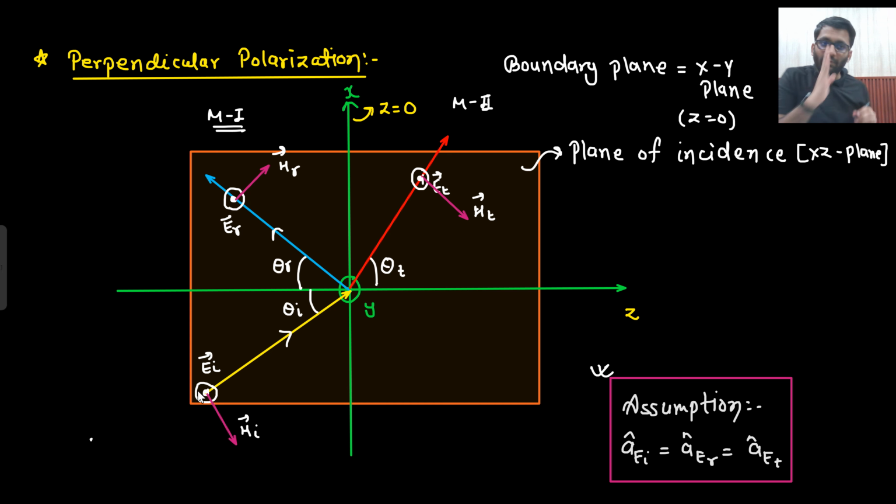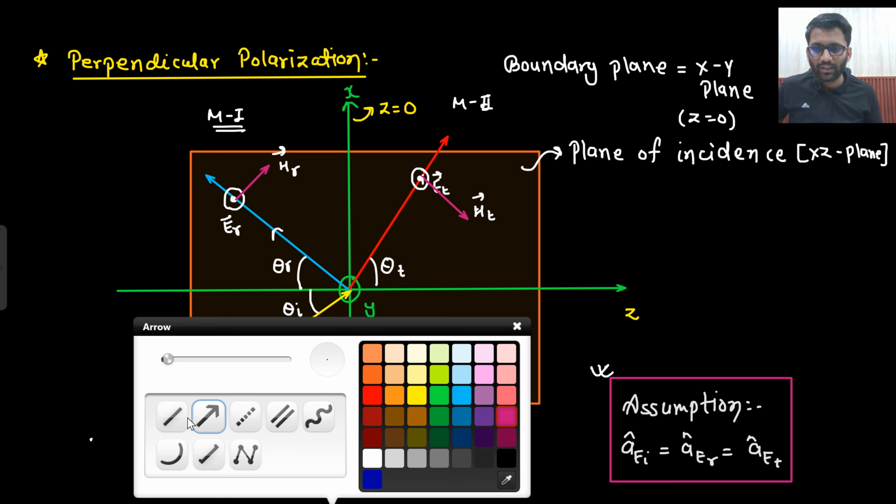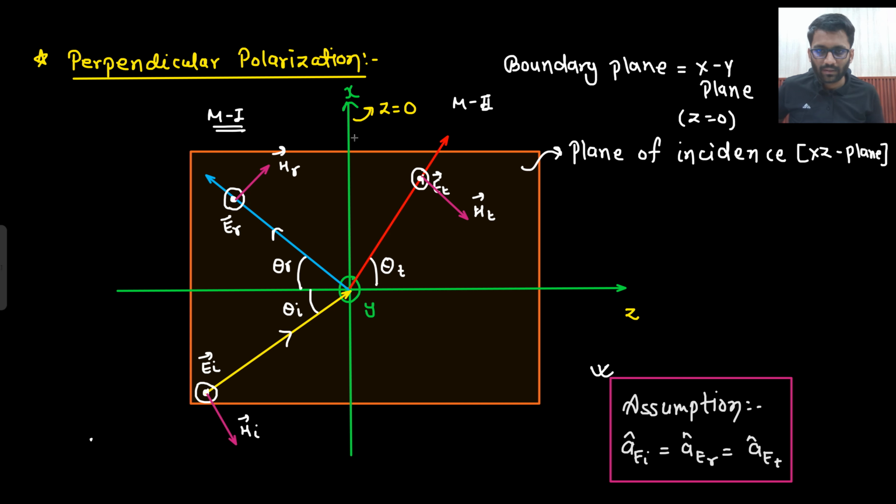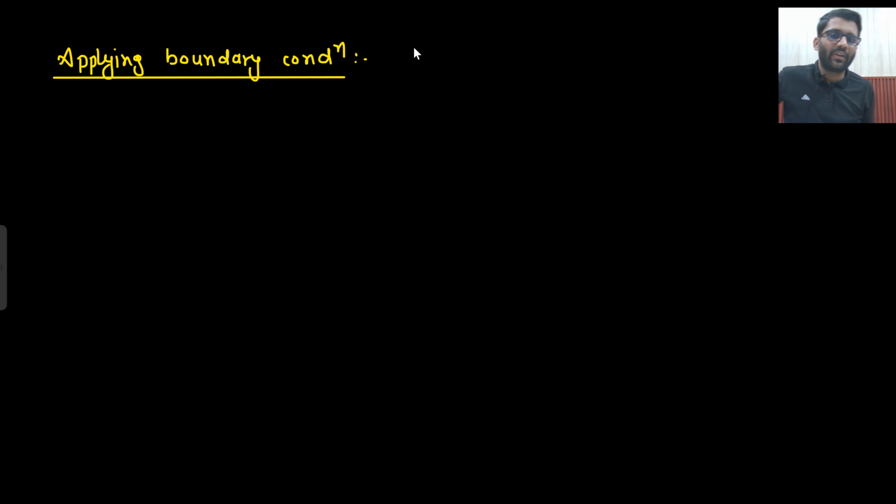Which is my boundary? This is my boundary, right? If I make it more clear, this is my boundary. Now, from the boundary, can you tell me what is the tangential component of the electric field? What is the boundary condition? The boundary condition is that the tangential component of the electric field should be equal and the tangential component of the magnetic field should be equal. This is the boundary condition, right?